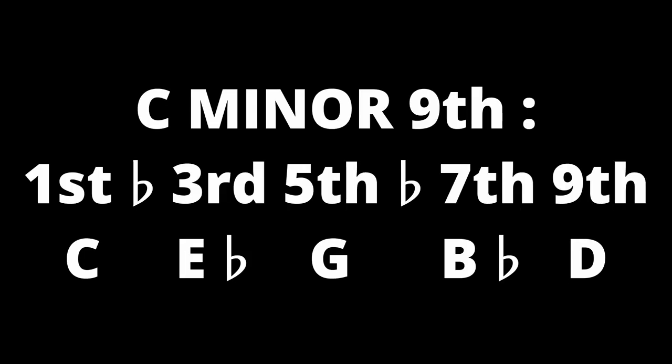Let's clarify this with an example. The C major scale has the following notes. As we discussed earlier, the ninth note is D. Therefore, to create a C minor ninth chord, we take the C minor seventh chord notes and add the ninth note, which gives us C, E flat, G, B flat, and D.